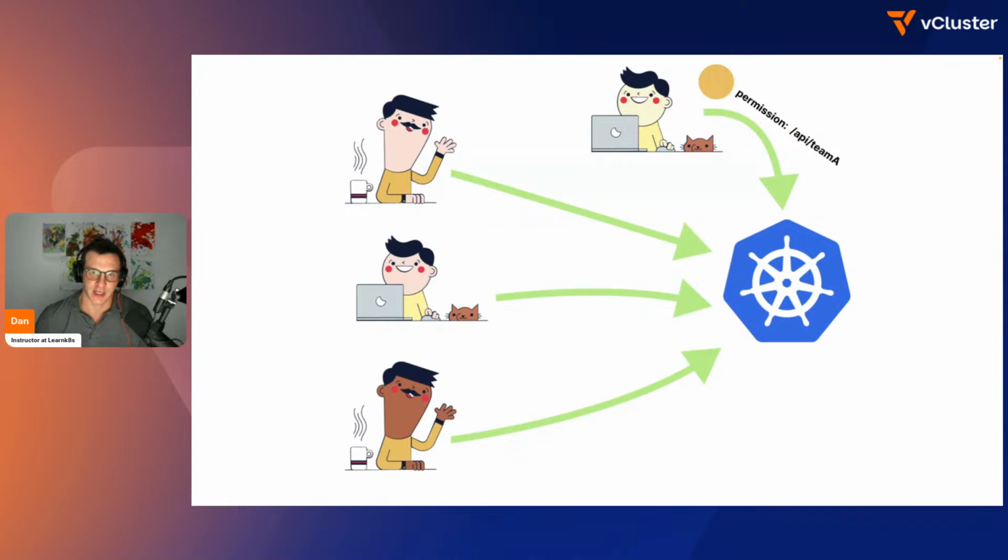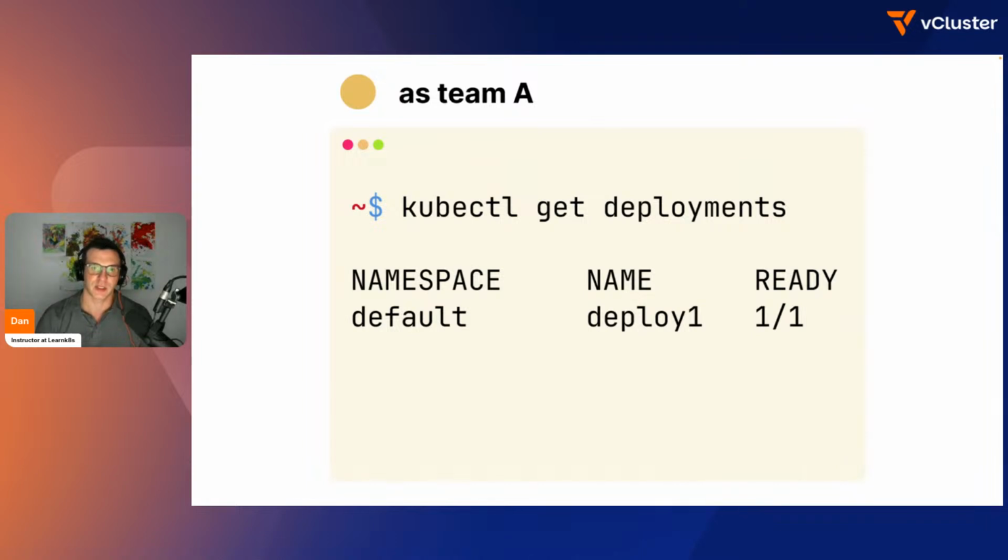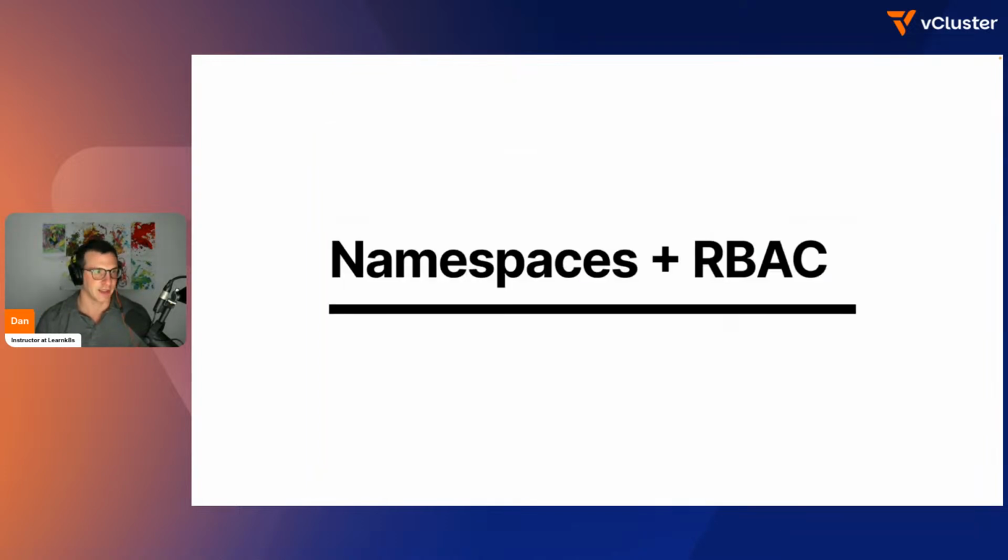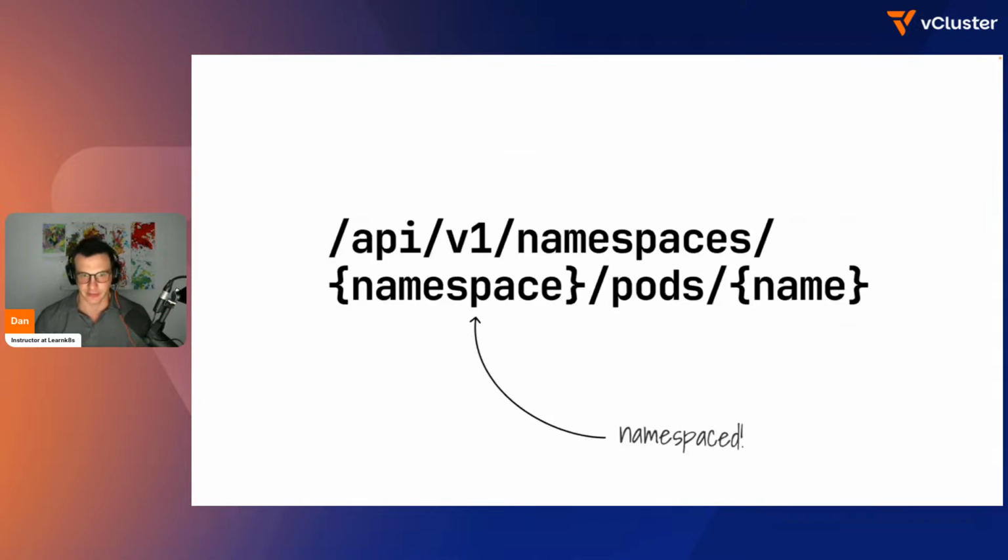And what if we actually say, okay, this team is only allowed to use this particular path in the API, and so on and so forth? Then that could potentially help us segregate things. So when I do kubectl get deployments as team A, I'm able to see only my resources. That's basically, we just recreated namespaces and RBAC in Kubernetes.